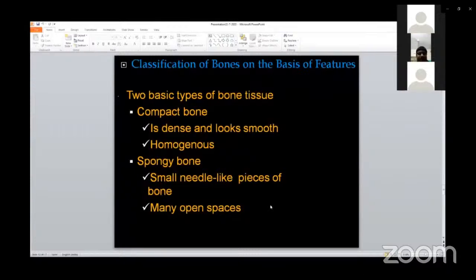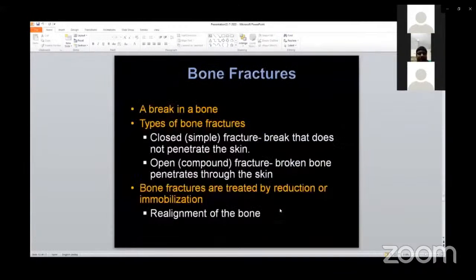Okay, next slide, that is the 14th slide. Here we are going to learn about bone fractures. What is the meaning of bone fractures? The definition of bone fracture: a break in the continuity of a bone is called a bone fracture. Or simply we can say a break in a bone.